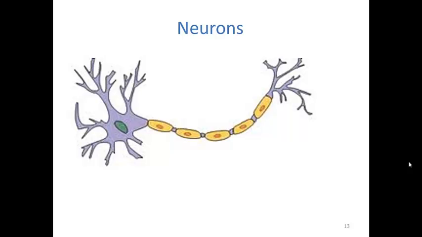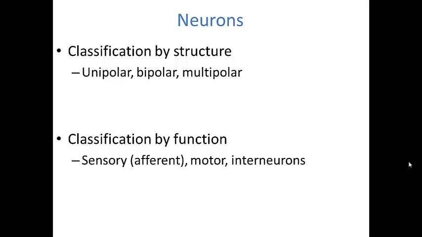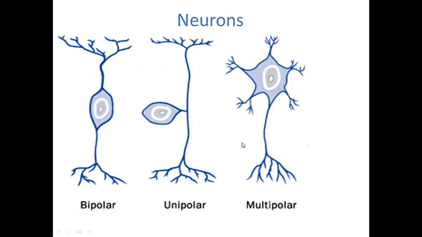So let's talk a little bit about neurons. We can classify neurons 2 different ways. We can classify them by their structure or by their function. If we're going to classify neurons by structure, there's 3 types: unipolar, bipolar, and multipolar. Over here we see a bipolar neuron. This is the soma, or the cell body of the neuron. That's where we find the nucleus and the majority of the organelles. You can see each of these neurons has a soma or cell body.